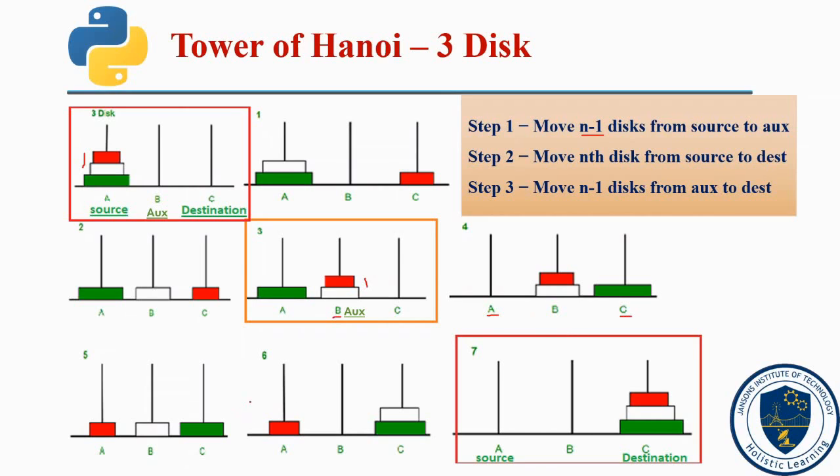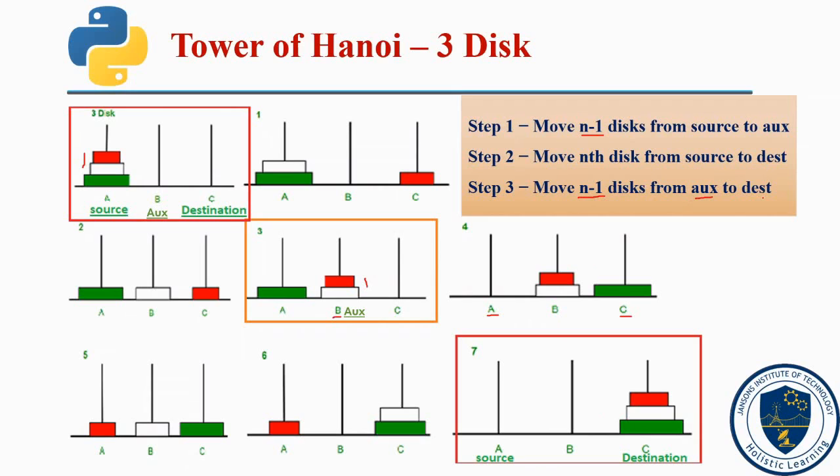Next, I have to move the 2 discs from tower B to tower C. Repeat the same step that we have used to move 2 discs from tower A to tower B. Now you can see we have moved the 2 discs from tower B to tower C. That is, the third step is move n-1 discs from aux to destination.